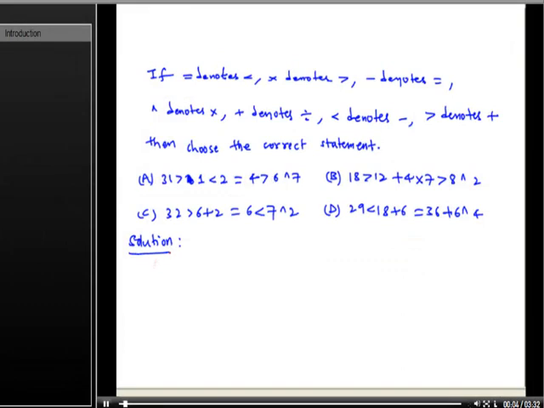Given question says that if is equal to denotes less than symbol, into denotes greater than, minus denotes is equal to, the symbol denotes into, plus denotes divided by, less than denotes minus, greater than denotes plus, then we have to choose the correct statement among the given 4 choices.